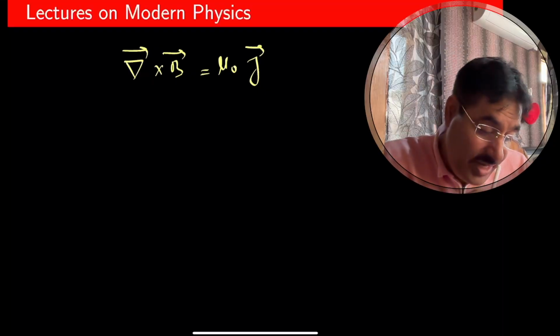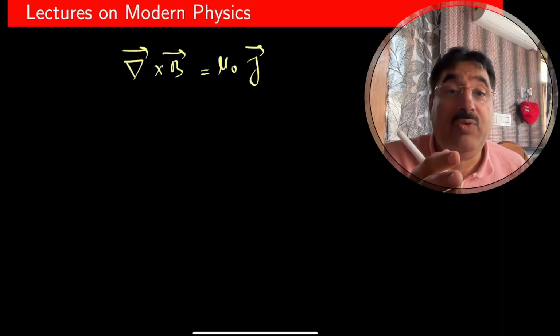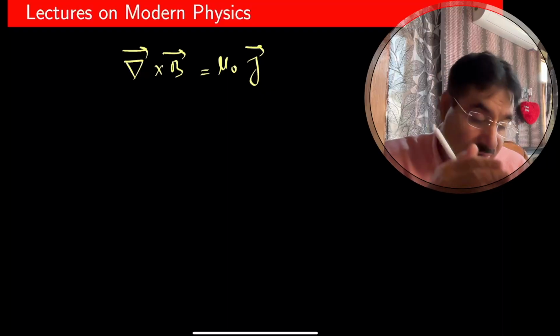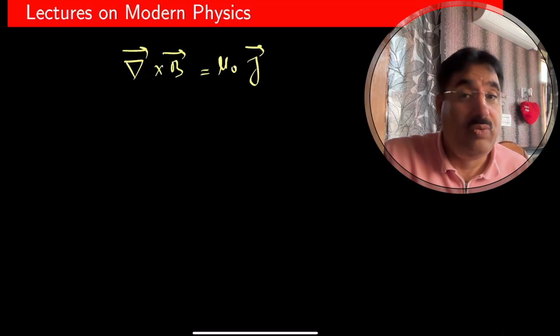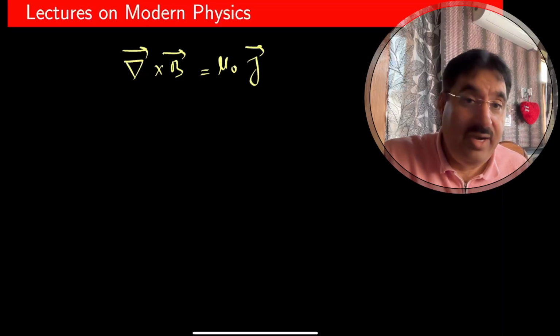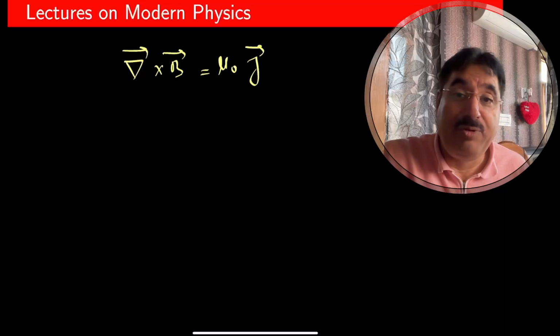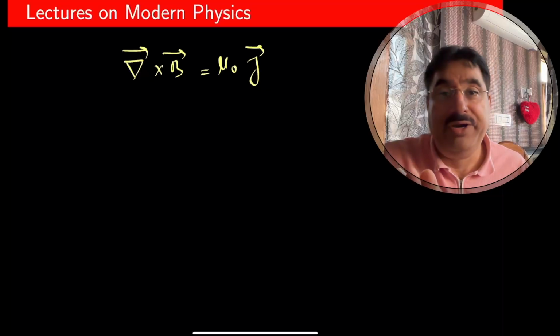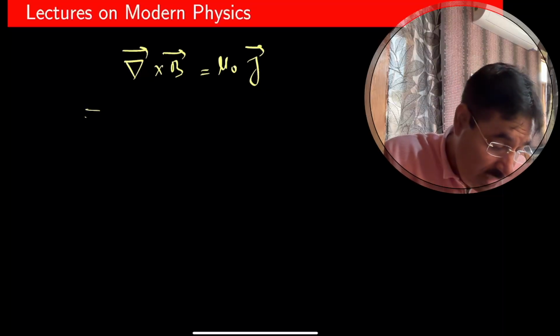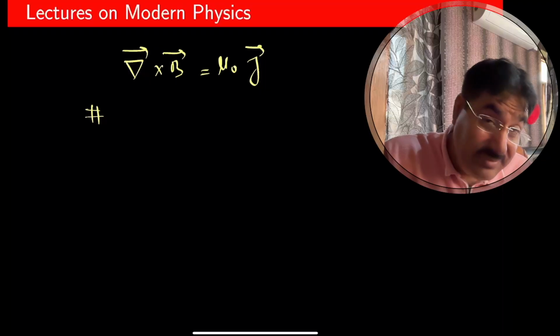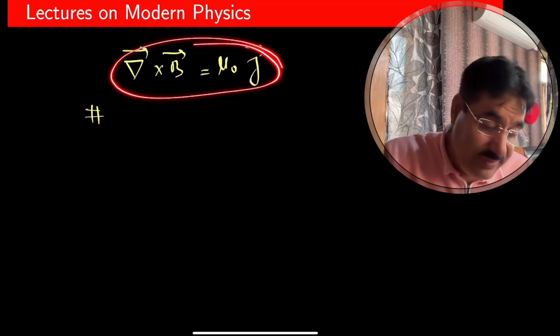Now we know the profile of the magnetic field will depend on the current density. If I know the current density, I can tell you what the profile of the magnetic field is, right? And even if I don't know the current density, I can still find the profile of the magnetic field if I know the boundary conditions, right? Now the question is, there is something terribly wrong with this equation.